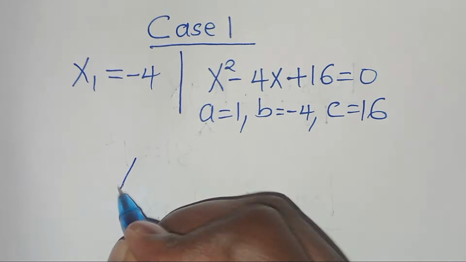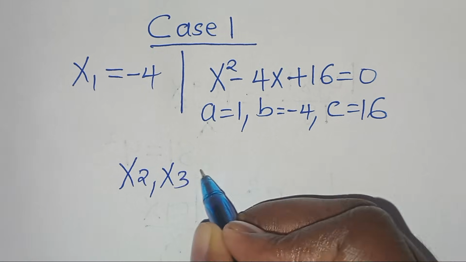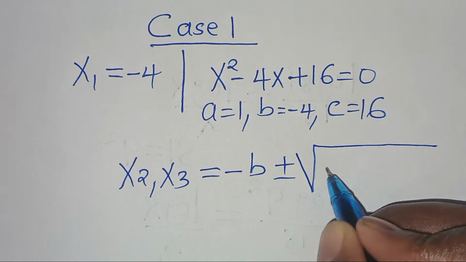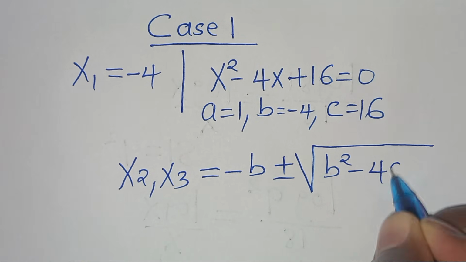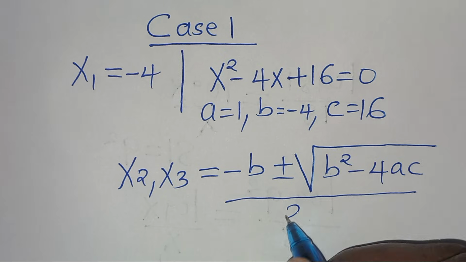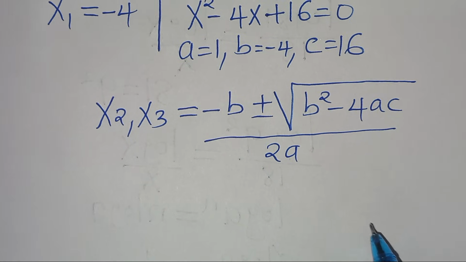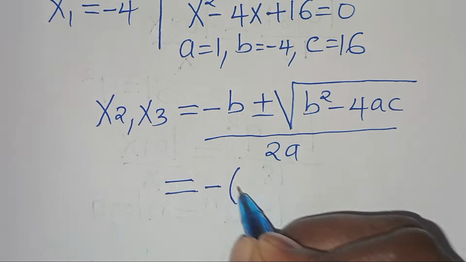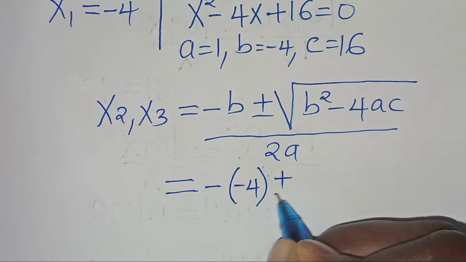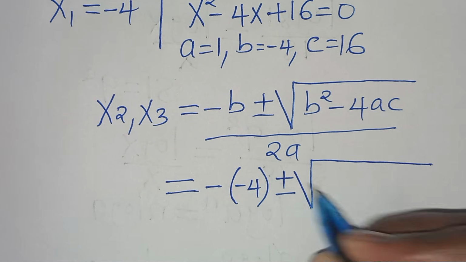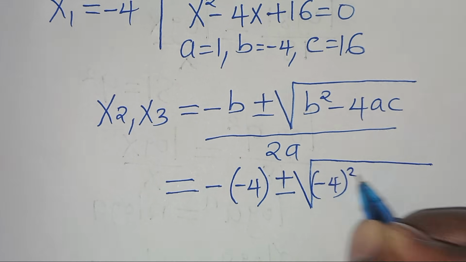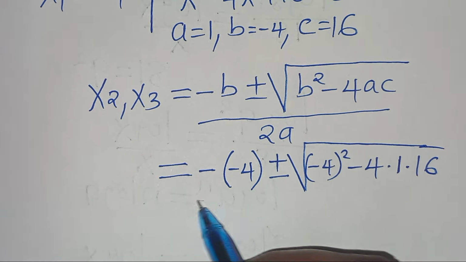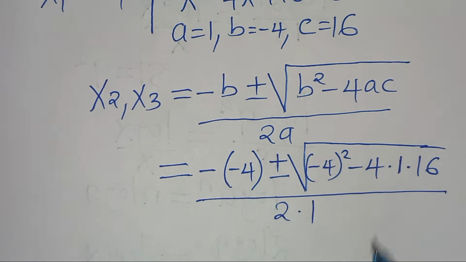Now we can solve for x2, x3 by applying the quadratic formula, which is minus b plus or minus the square root of b squared minus 4ac, everything divided by 2 times a. Let's substitute the values of a, b, and c, so that here we have minus minus 4 plus or minus the square root of minus 4 squared, then minus 4 times a, which is 1, then times c, which is 16, everything divided by 2 times 1.